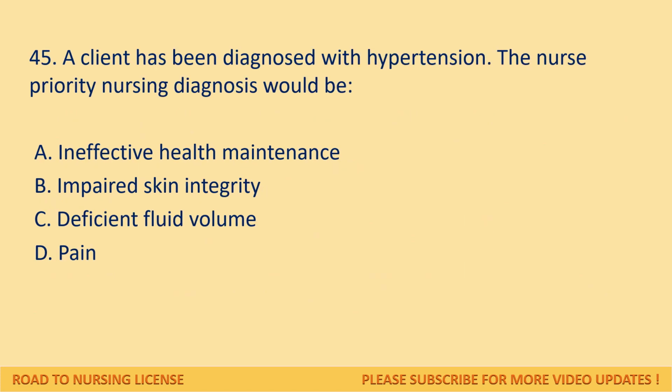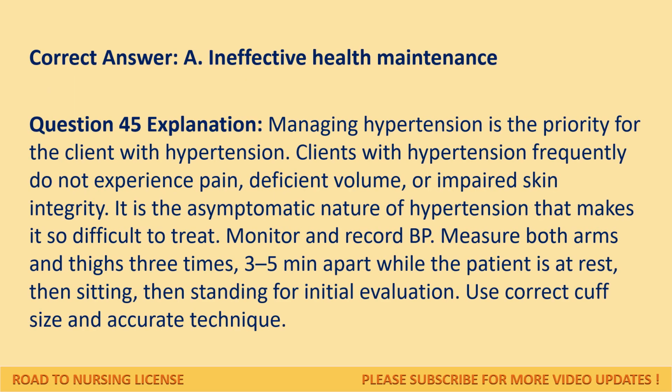Question 45. A client has been diagnosed with hypertension. The nurse's priority nursing diagnosis would be A. Ineffective health maintenance. B. Impaired skin integrity. C. Deficient fluid volume. D. Pain. Correct answer, A. Ineffective health maintenance.